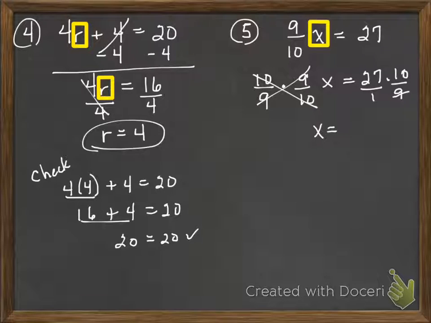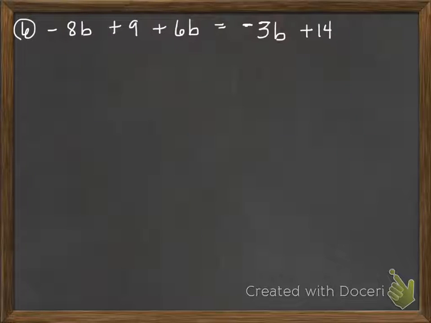You can do a little cross-canceling. This is how I learned to multiply fractions. 9 will go into 27 3 times, and 3 times 10 is 30. However you get 30, that's all that matters. And again, if you wanted to plug it back in, you plug it back into the equation and do 9/10 times 30, and you should get 27. If you don't get 27, that means your answer is not correct.